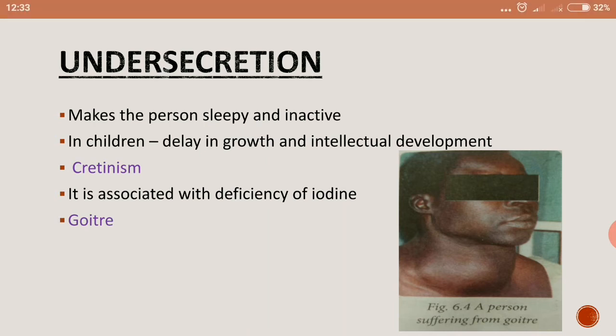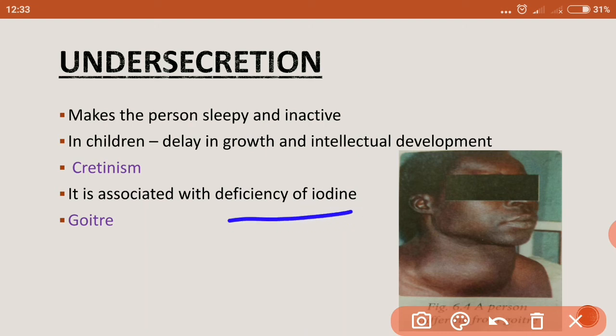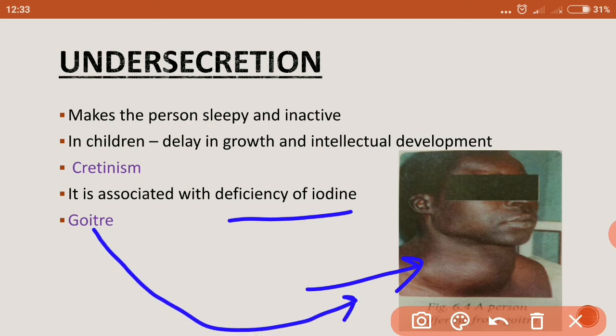When this deficiency of iodine is too much, and because of this thyroxine hormone is not produced in the body, or is produced in very small amount, then the thyroid gland, to compensate for this under secretion of thyroid hormones, will enlarge. It will become large in size. Enlarge means to increase in size, and this condition is called goiter. It is marked as swelling in the neck region.